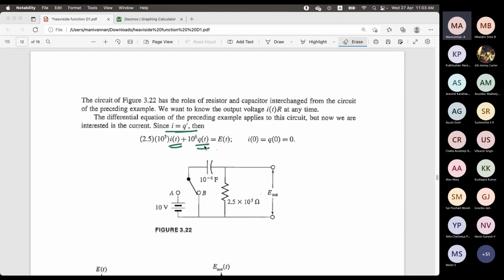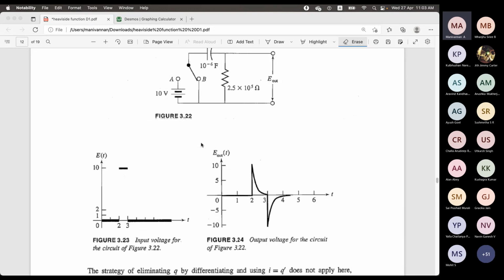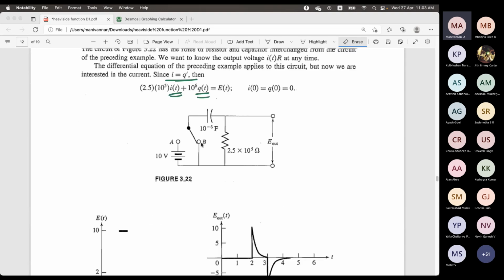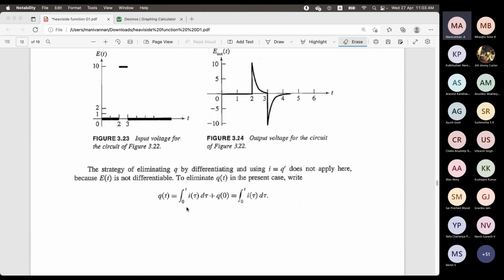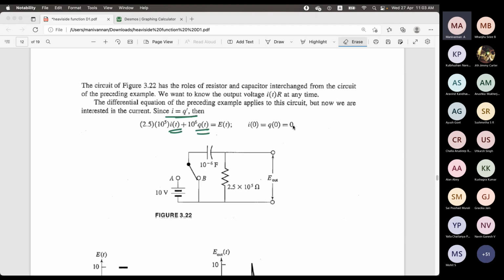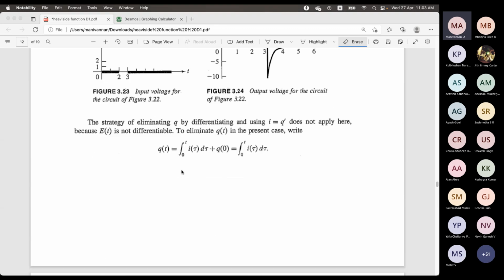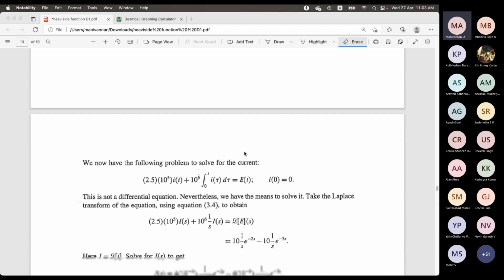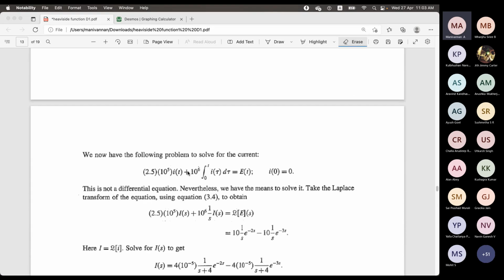Consider the equation here: it is 2.5 into 10 to the power minus 5 I of t plus 10 to the power 6 Q of t. The same thing. So what will be the Q of t? Q of t is calculated as the integral from 0 to t of I of tau d tau plus Q of 0, the initial condition. Since Q of 0 is 0, this remains as the integral from 0 to t of I of tau d tau, which is 1 by s times I of s. Is this clear?